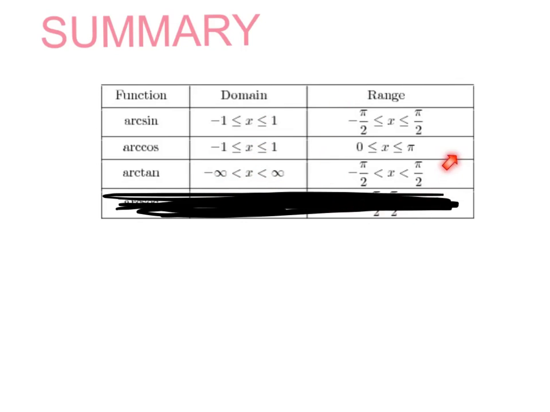The range, very important for what's coming up, so make sure that you've memorized these. For arcsine, it's between negative pi over 2 and pi over 2, including those endpoints. Tan is also between negative pi over 2 and pi over 2, but we're not including the endpoints because we've got asymptotes there. And arccos will be between 0 and pi.